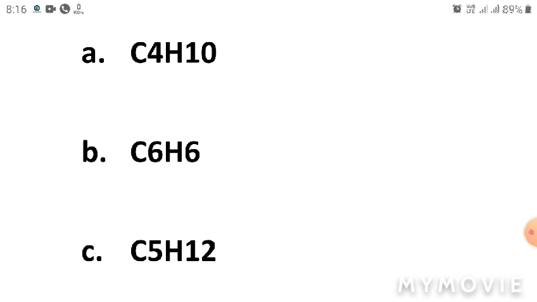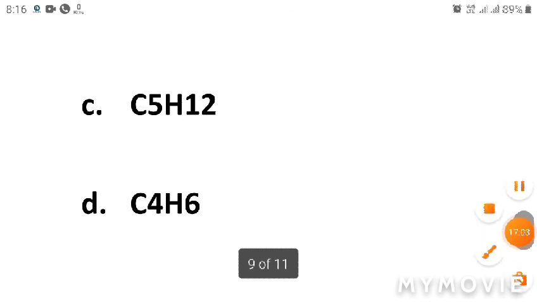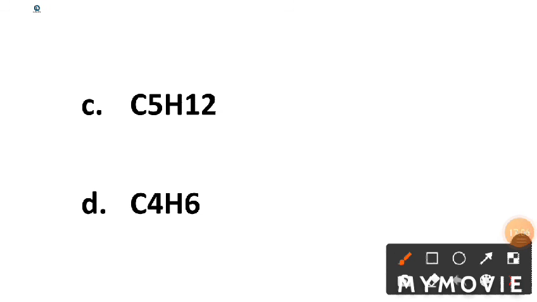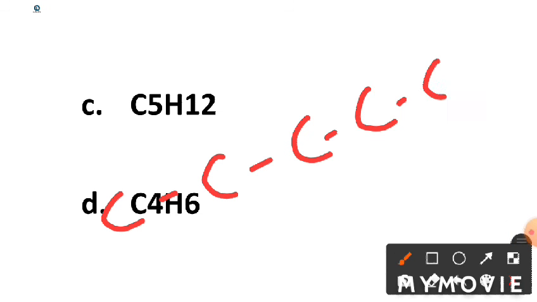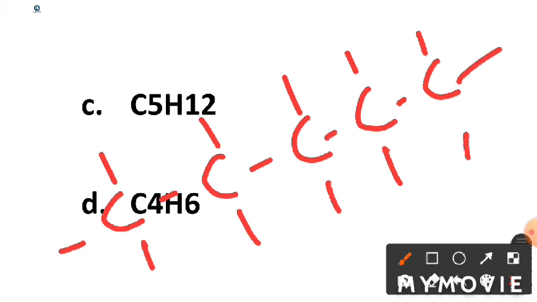Now we see the next option. Option C, C5. C 1, 2, 3, 4, 5. Now we put its valency. Now here we see that 3 to 5 to 7 to 9 and 3 to 12. So also only single bonds are found in this compound, so it is not correct.